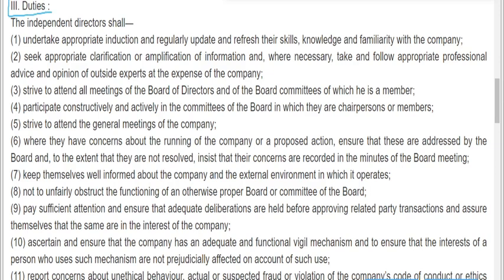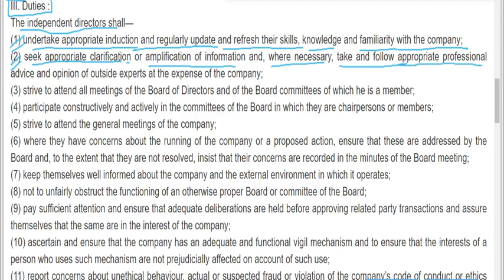Now let's see the duties. The independent director shall undertake appropriate induction and regularly update and refresh their skills, knowledge, and familiarity with the company. The independent director shall seek appropriate clarification or amplification of information and, where necessary, take and follow appropriate professional advice and opinion of outside experts at the expense of the company. The independent director shall strive to attend all meetings of the board of directors and of the board committees of which he is a member.